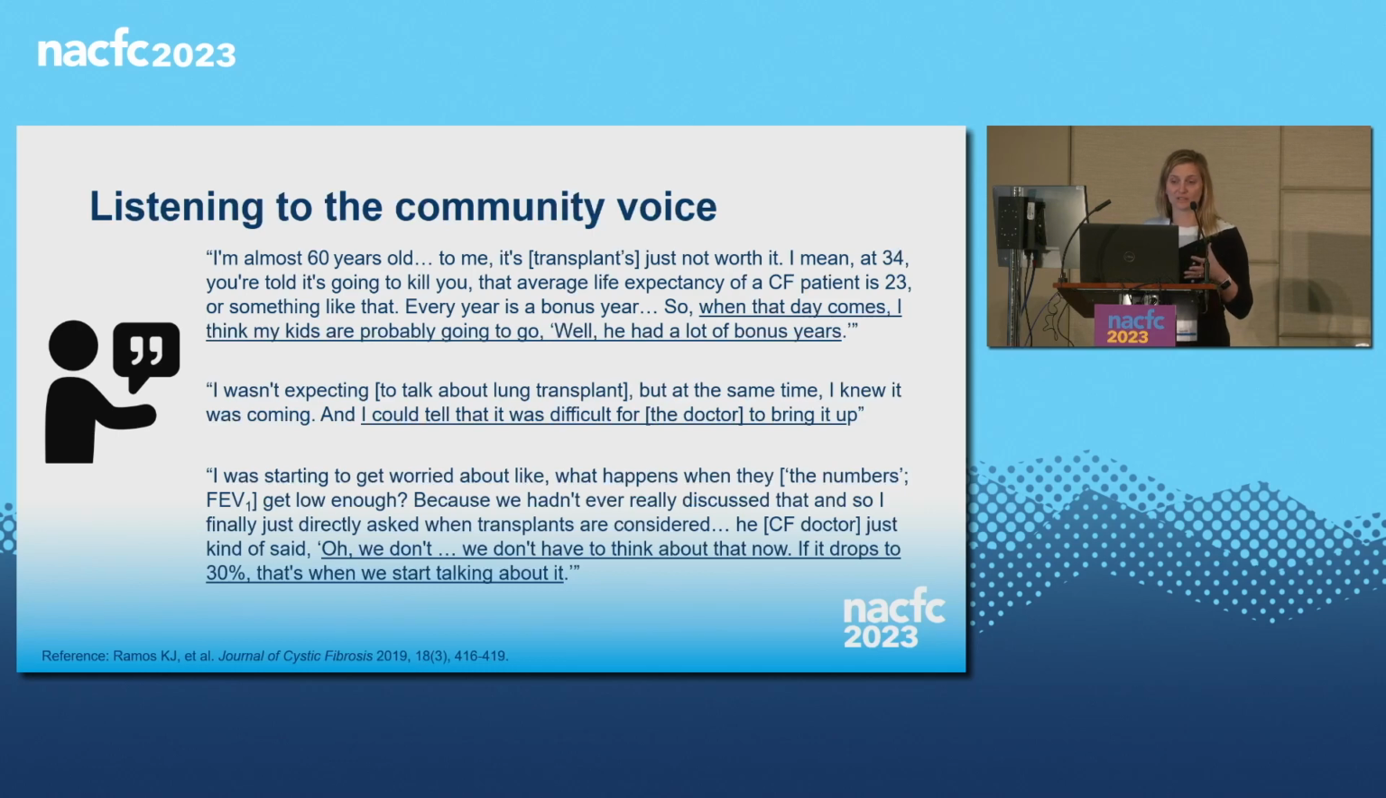And there are unexpected barriers, because thinking you may be too old for transplant at age 60 means you haven't been educated that over 40% of the lung transplants in the US in 2022 were for people over the age of 65. 80%, 75% occur for people over the age of 50. And so that proportion of older people receiving transplants is going to keep growing, especially since there are fewer people with CF getting transplanted.